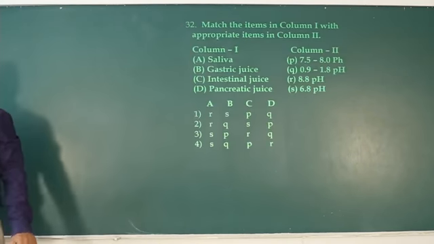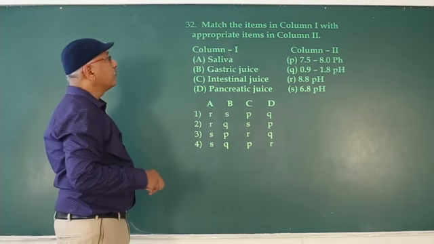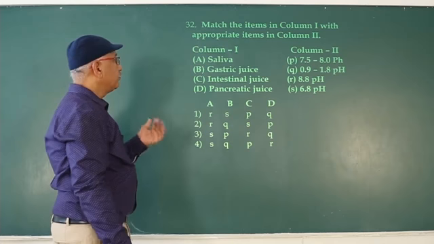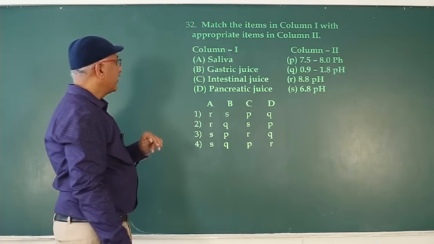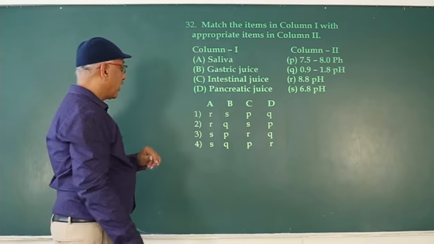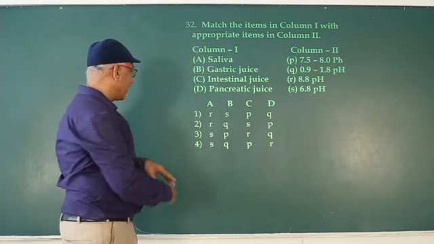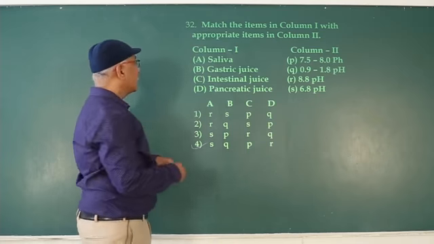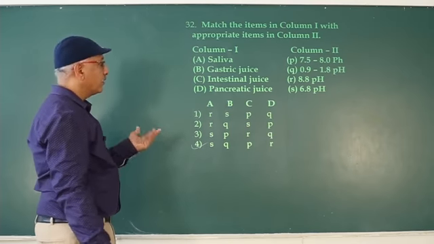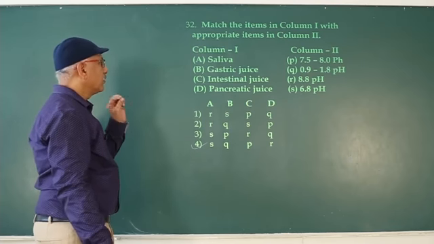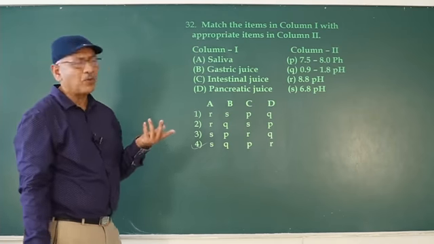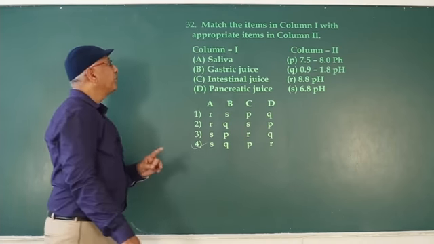Next question. Match the items in column 1 with the appropriate items in column 2. Saliva pH is 6.8. Gastric juice, 0.9 to 1.8. Next one, intestinal juice, 7.5 to 8. Pancreatic juice 8.8 is given, generally 8.4 or 8.8. So the answer is the fourth one.